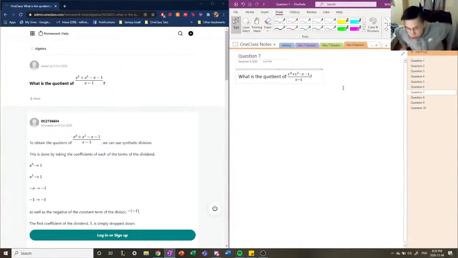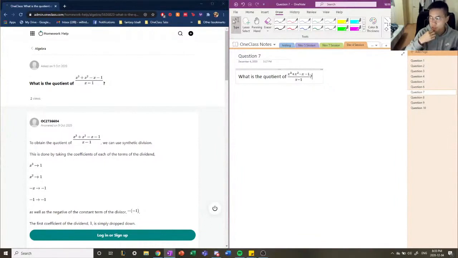On to question number 7. Question number 7 reads, what is the quotient of x cubed plus x squared minus x minus 1 divided by x minus 1? We're going to be using 2 different methods. The junior tutor uses synthetic division to find the answer, and I'm going to use long division. I'm going to go through both with you today.